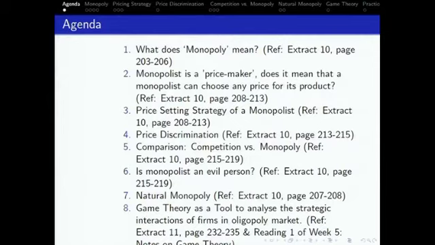Now we talk about price maker, price taker, pricing strategy, price discrimination, the comparison, monopoly is evil, natural monopoly, and game theory.